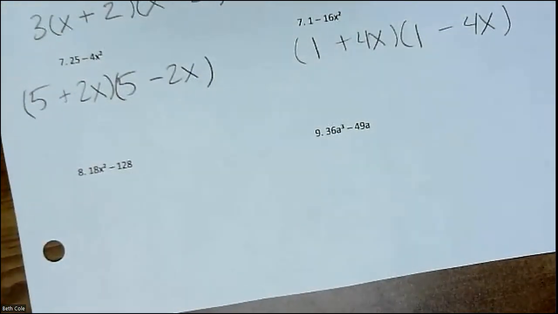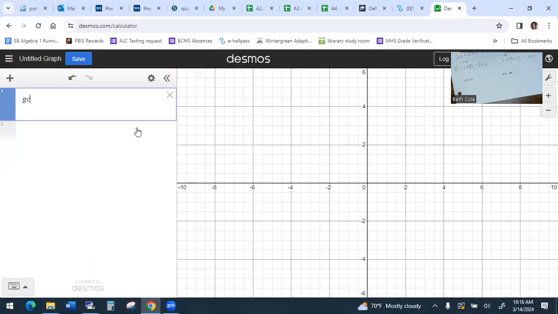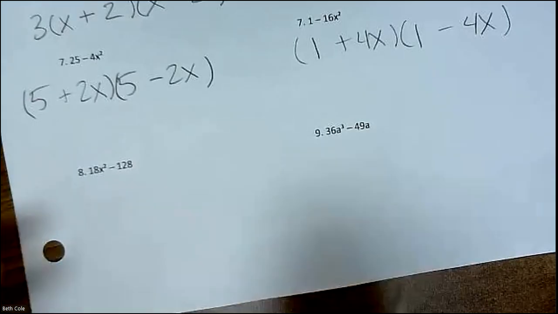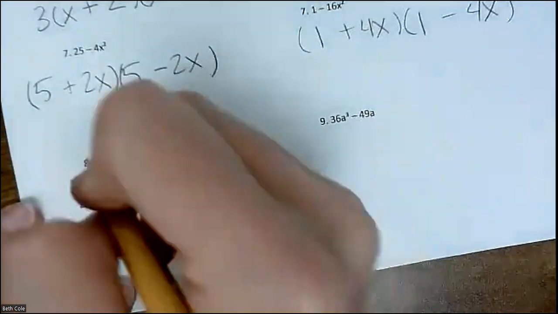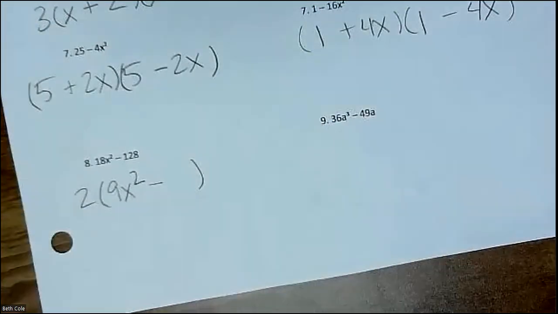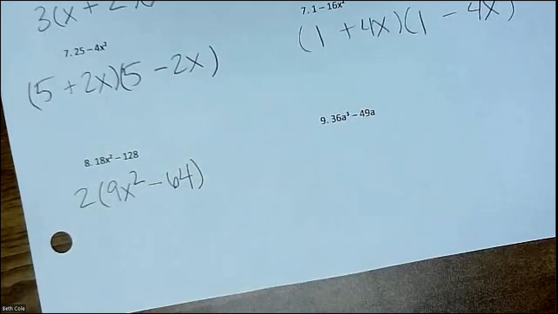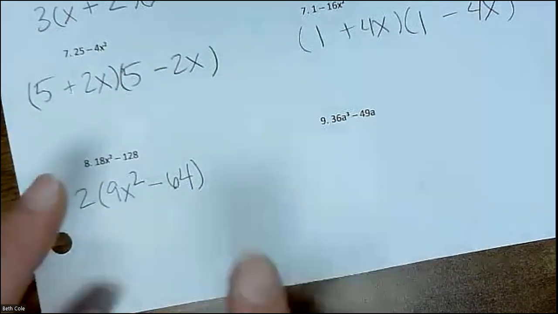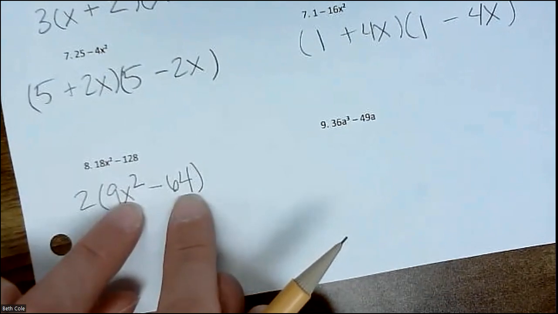This one you have to take out a greatest common factor. If you don't know what goes into both 18 and 128, do this. GCF. I don't know that it's 18. Hold on. 2. All right, so we're going to divide them both by 2. So put 2, put a parenthesis. 18 divided by 2 is 9. Oh my gosh, 9 is a perfect square. Isn't that crazy? All right, minus 128 divided by 2 is 64. I'll just be your calculator there. But do you notice how 9 and 64 are both perfect squares? Those are numbers you could square root.